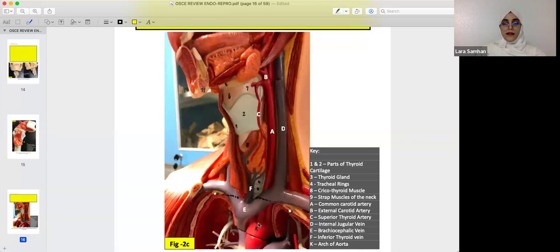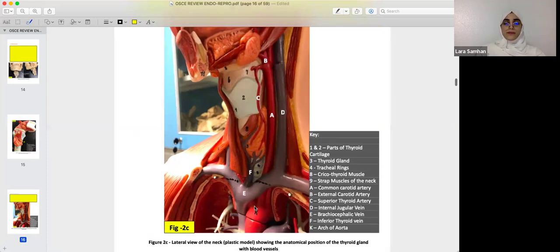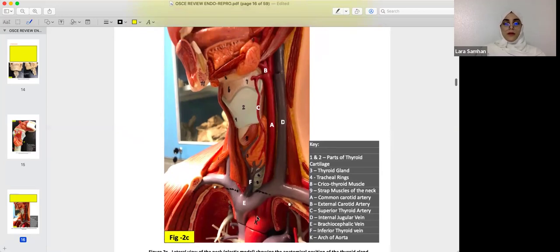We can see in here the K. K is basically the aorta. As you can see in here, the aorta is going to come like this, and this is the aorta, or to be more specific, the arch of the aorta. So the aorta will all the way also split, and one of the splits that it will give is basically letter A, which is the common carotid artery.